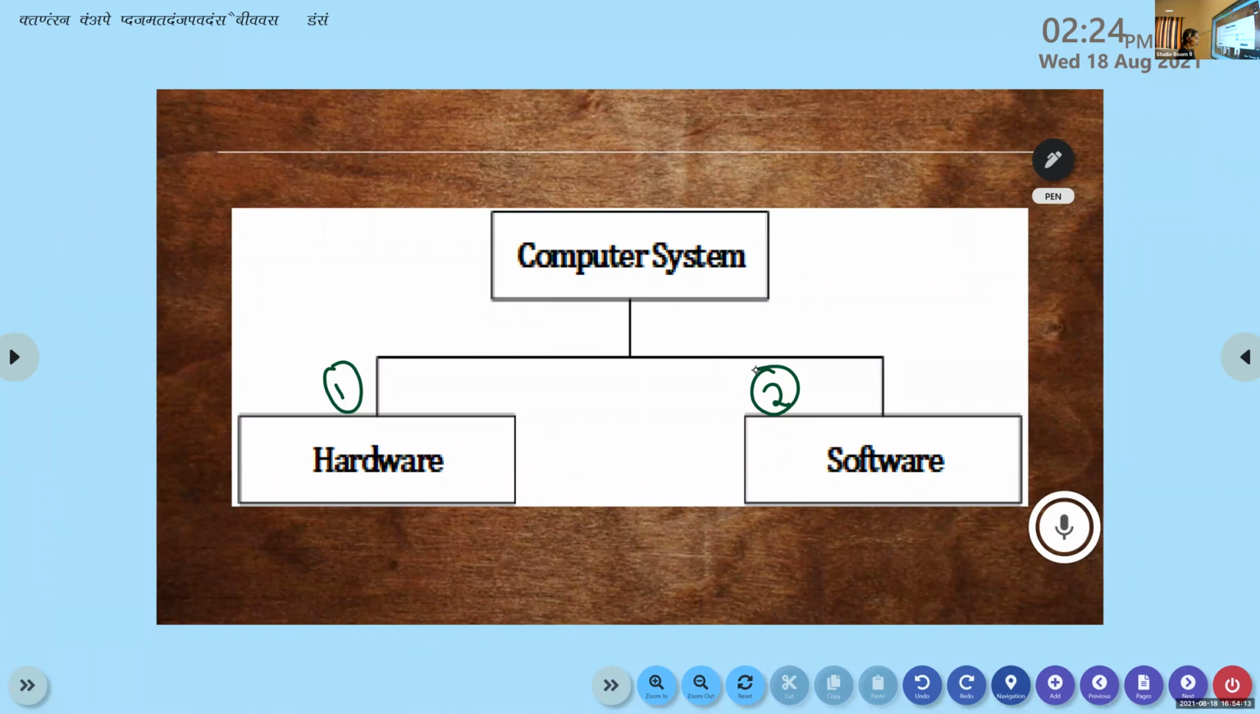Yes, what is hardware and what is software? Hardware are the devices we use physically to manipulate the computer, and software is mostly present inside the computers as programs.